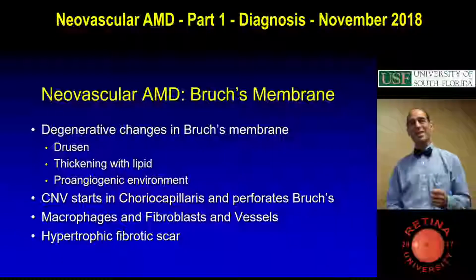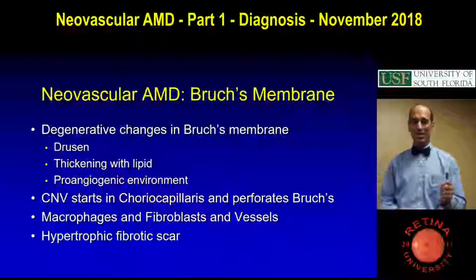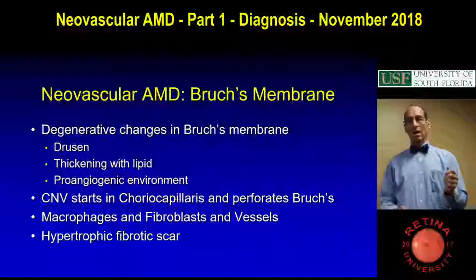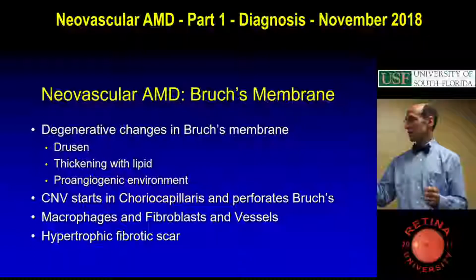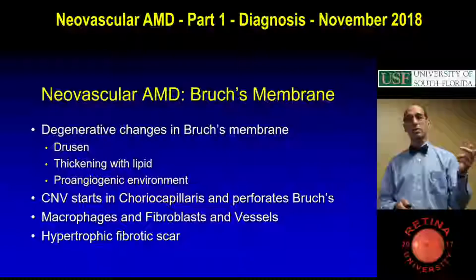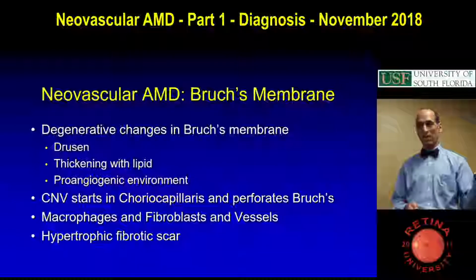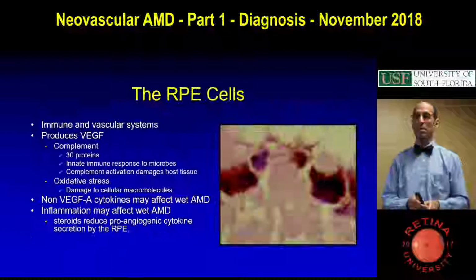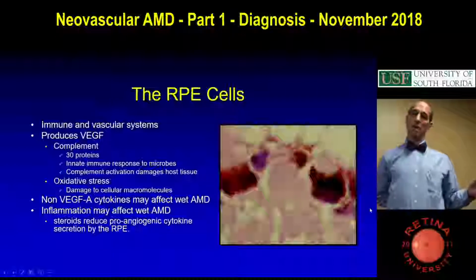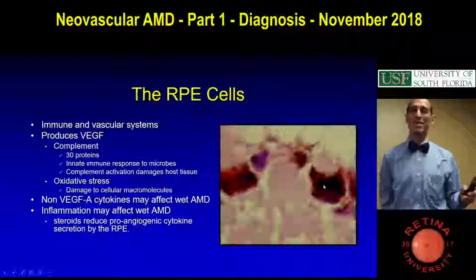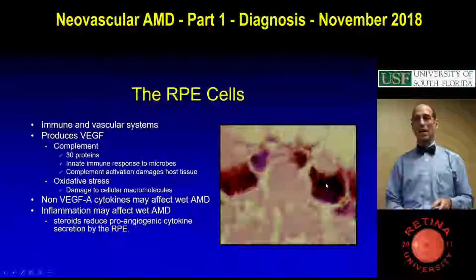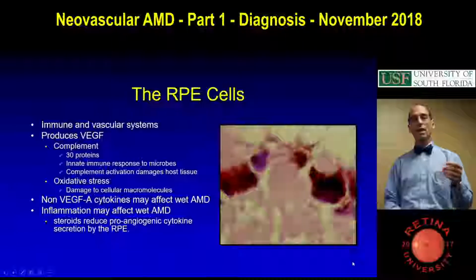Stuff that's important is neovascularization. Neovascular AMD starts in Bruch's membrane. So what you get is degenerative changes in Bruch's membrane with drusen. It's pretty much dry AMD. Drusen thickening with lipid and proangiogenic environment. And then CNV, as far as we know, starts in Bruch's membrane and perforates for most of the parts. Macrophages and fibroblasts are involved, and you can end up in the hypertrophic scar.